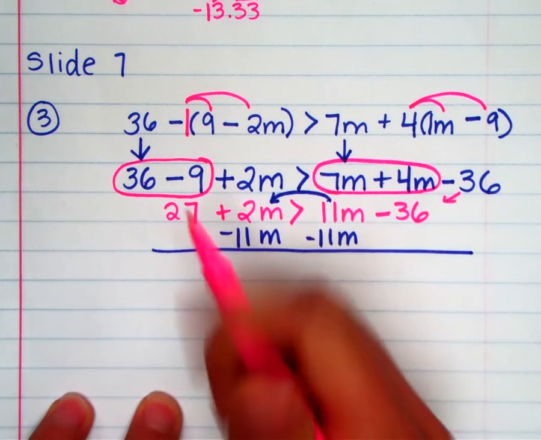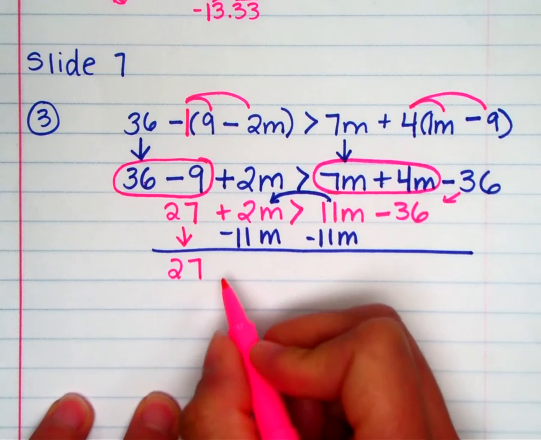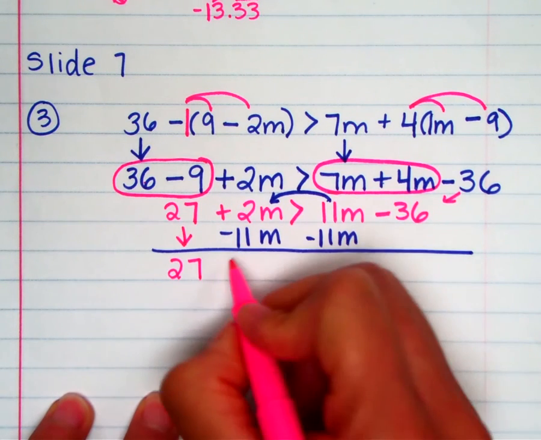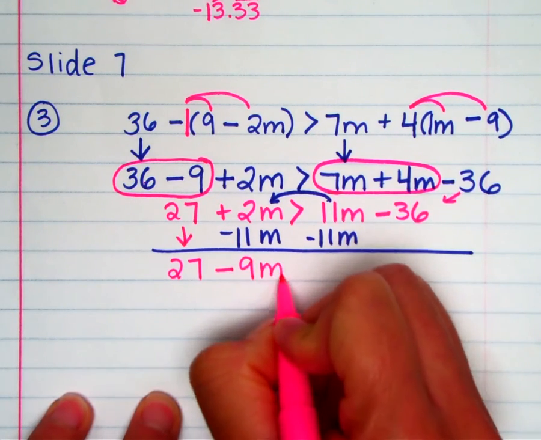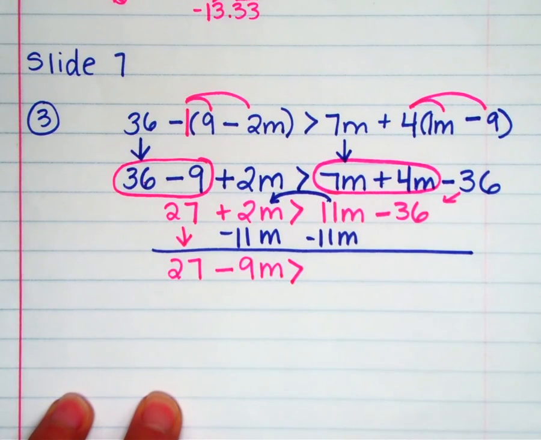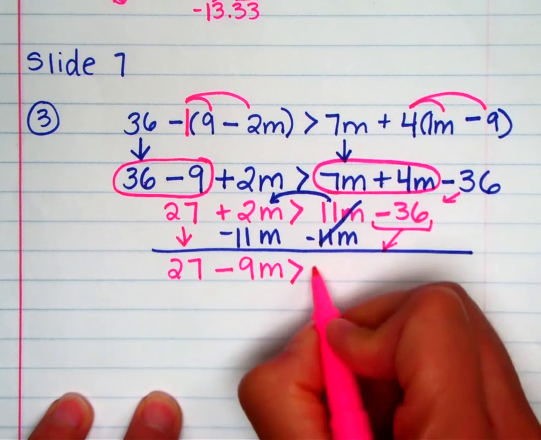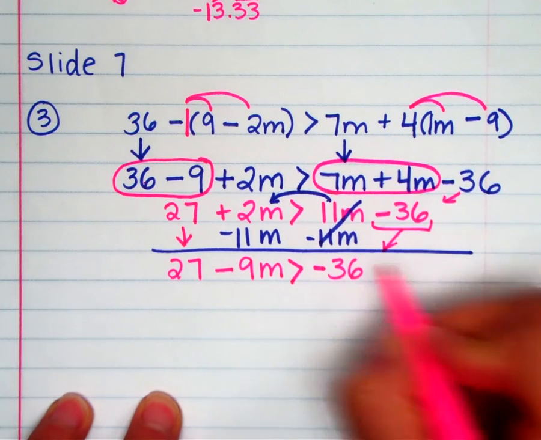27 is going to come straight down. And then I'm going to take 2 minus 11, which is a negative 9m. Then I'm going to bring down my symbol. I have a positive 11 minus 11, it goes away, it cancels. Now I need to bring down this entire number with the sign in front. Do not forget about the sign, it will mess up your problem.